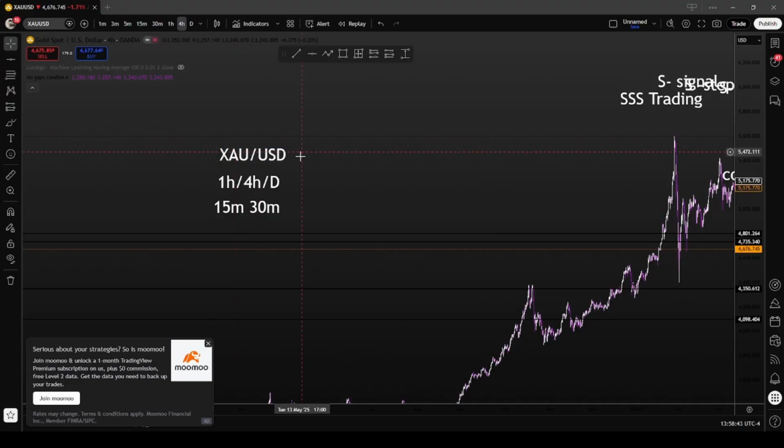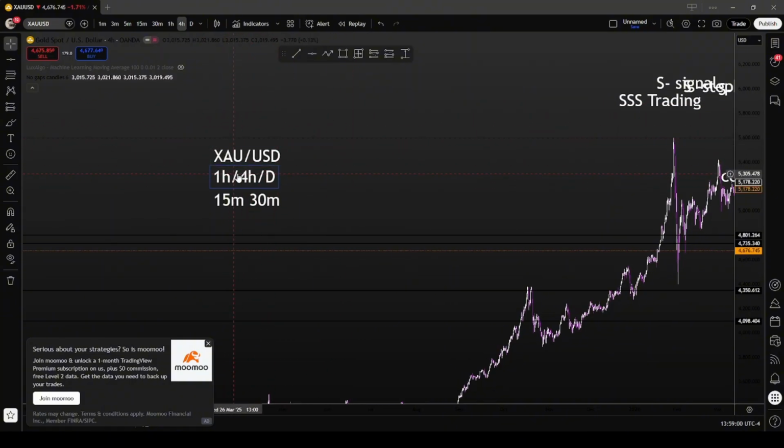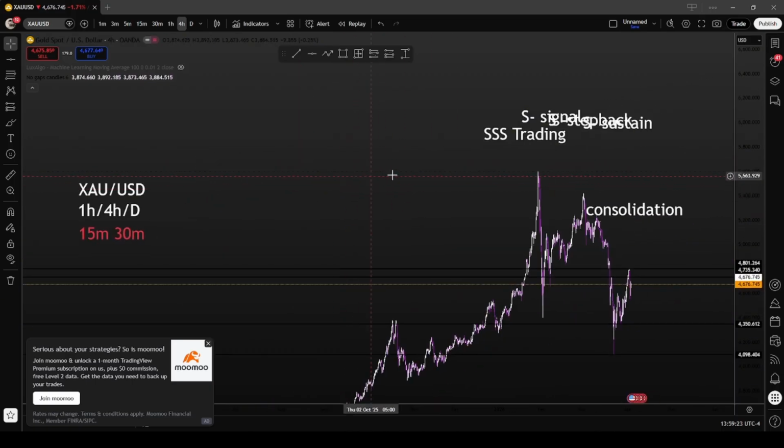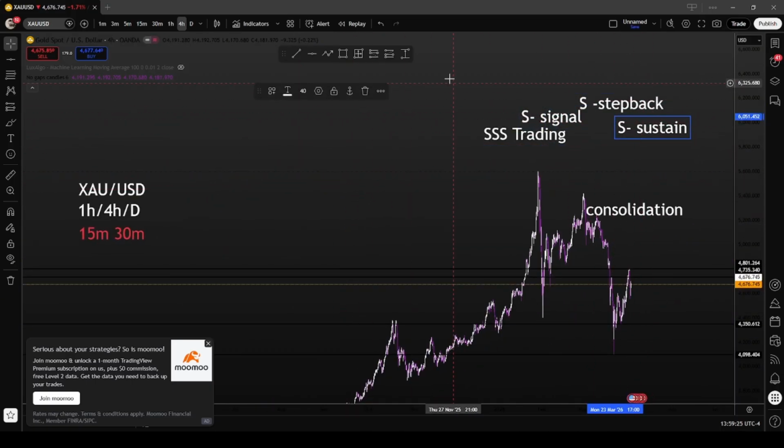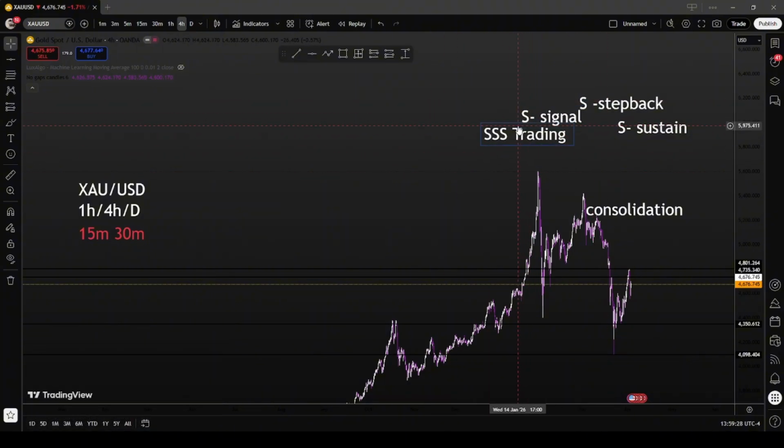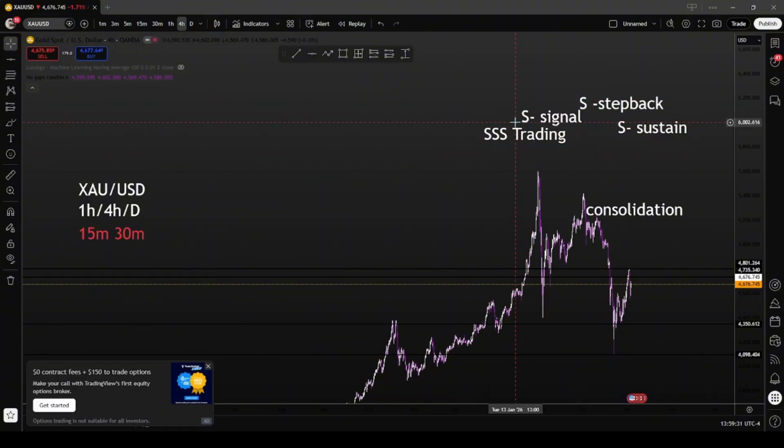Make sure you are trading XAU USD, please. Do not be trading anything else. Make sure you guys are using the 1 hour, 4 hour, and daily time frame. You can't even go to the weekly. The weekly is just a little bit hard, because it's hard to see the trend because it's such a long time. But yes, do not trade on the 15 and 30-minute time frames. So that is the easy SSS trading little chop it up video.